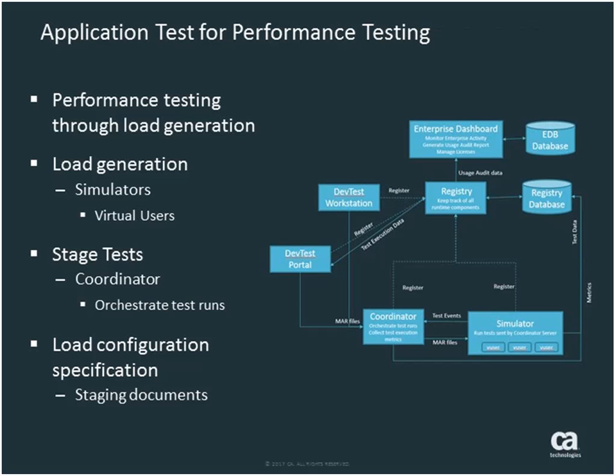And we have the coordinator, as you see here, it orchestrates the test runs. So the simulator would actually be running the load against the test, and all of the metrics it will pass on to the coordinator. So the coordinator will collect the test execution metrics. That way, you can get a report at the end of your execution and look at how your systems are performing, right? So that is how the coordinator helps.